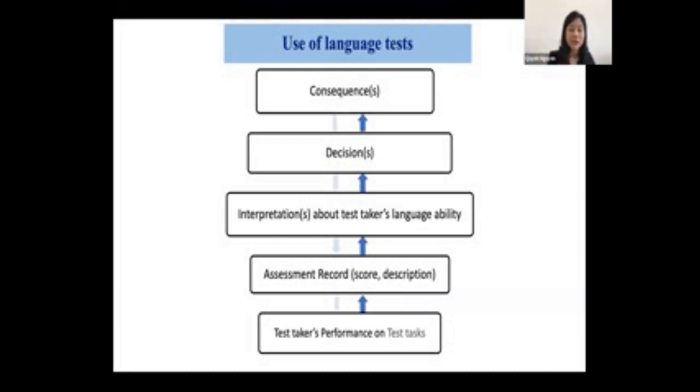Basically, first, based on the students' or test takers' performance on the test task, the assessment record will be made. For example, after the scoring or marking, each student will be given a score or a description of their performance. And based on this record, interpretations about the test taker's ability will be made, and whether they have met the expected outcomes or not, whether they pass or fail, would be the decision that is made after that. So based on the interpretation of their ability, decisions will be made.